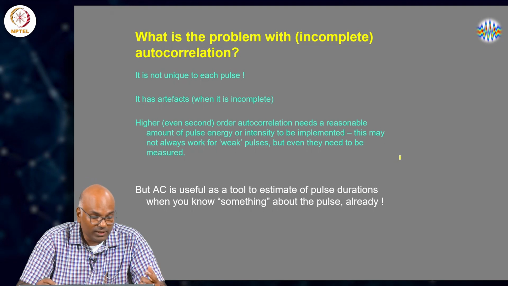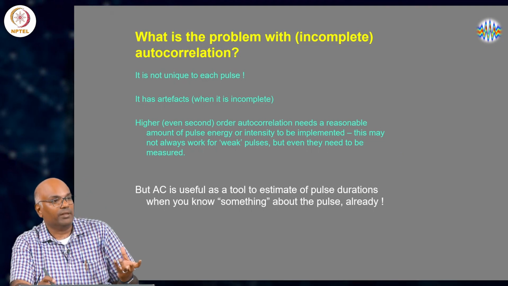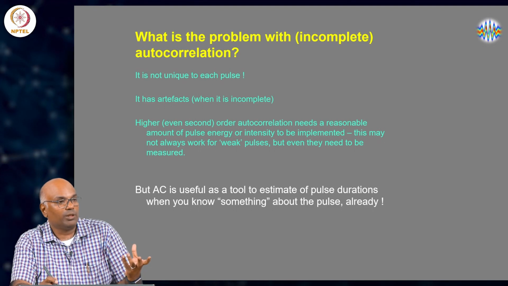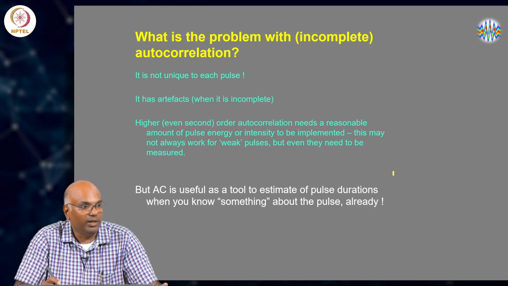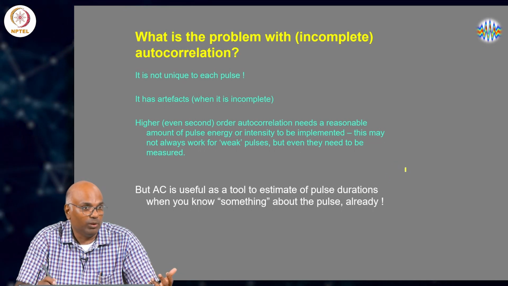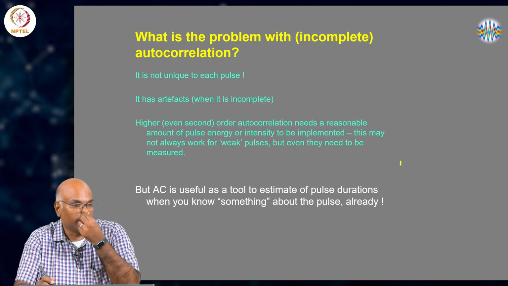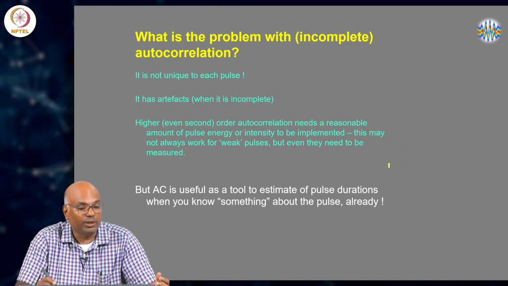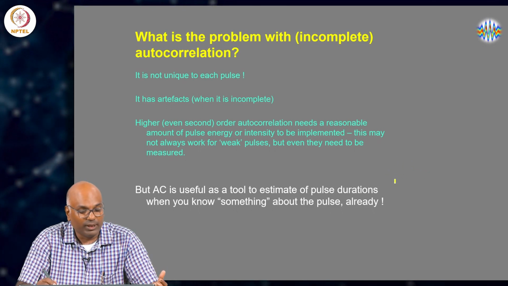Now, autocorrelation is nonetheless a very useful tool because it is quickly done. It is a quick measure to gauge things like, do I have a finite pulse duration or maybe longer, or if I already know something well about these pulses, some pre-knowledge, then I may not need to resort each time to a more complete measurement strategy.